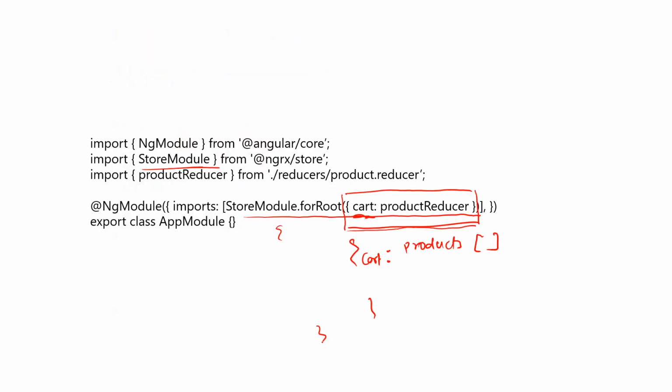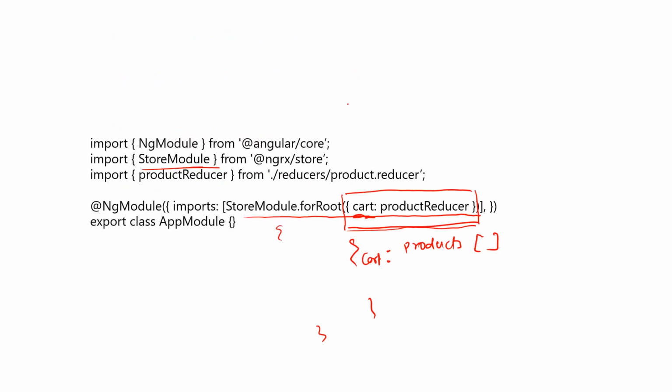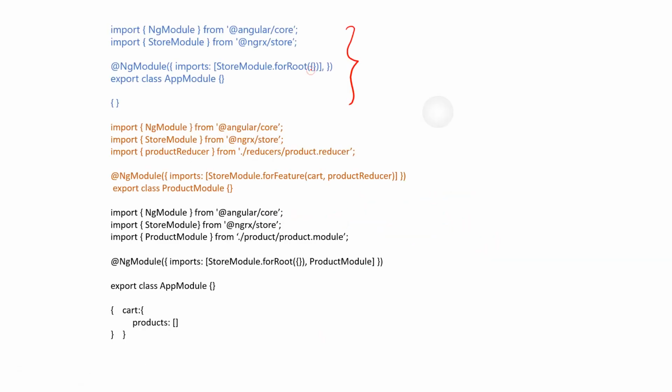Now in this case we have added this reducer at the app module level, and we can also add it in a feature module. In the case of a feature module, how are you supposed to add it? In the root module, or the app module, you don't need to pass anything in StoreModule.forRoot, where we actually passed the cart and the product reducer. You just keep it empty, an empty object. So what it will do is create a global store without any property known as cart, the state which will be managing our products.